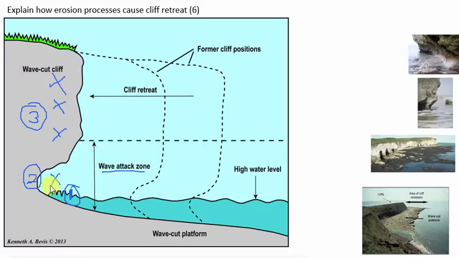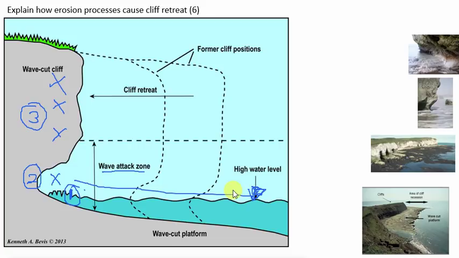Step 5, the material at the base of the cliff is removed offshore by destructive waves, because the backwash is stronger than the swash. So the cliff collapses, and material and debris at the cliff foot is removed offshore by destructive waves because the backwash is stronger than the swash. And that means that removal is greater than supply.